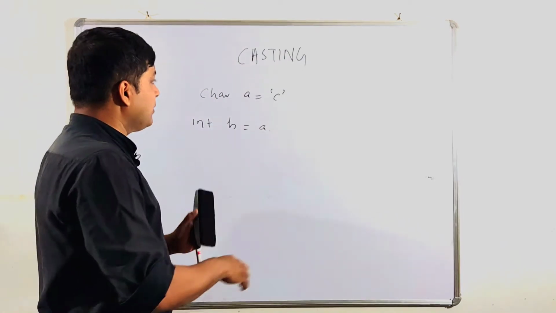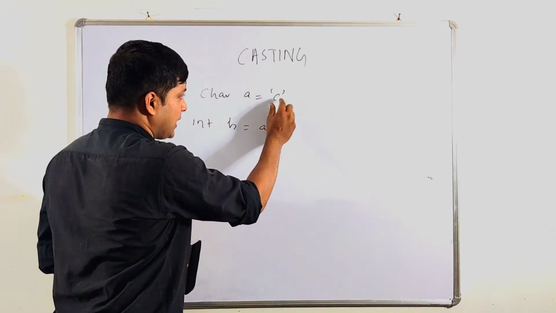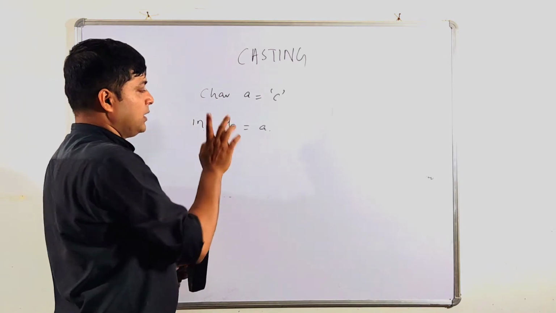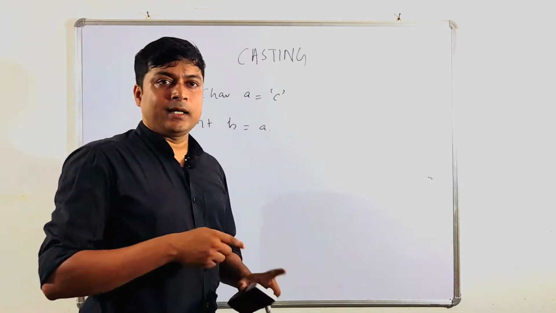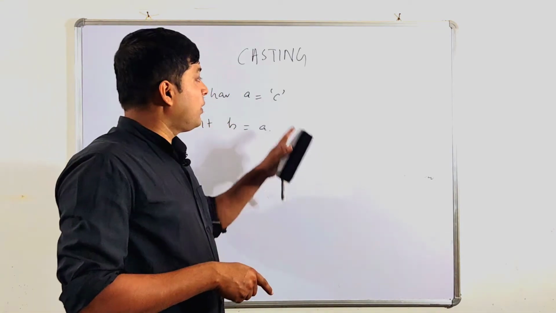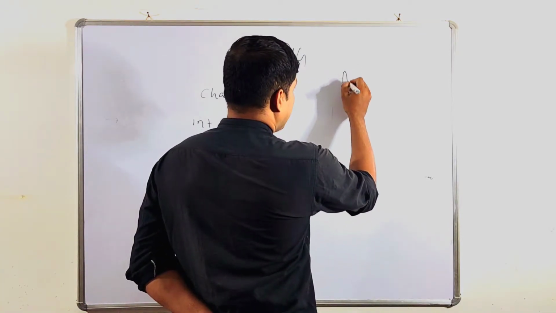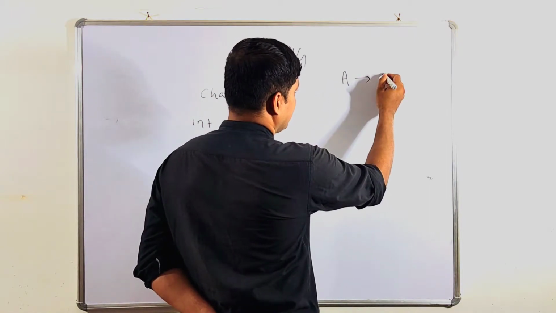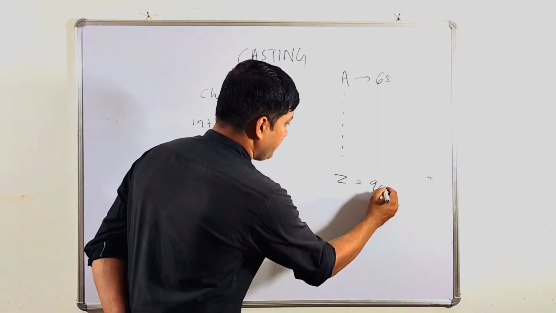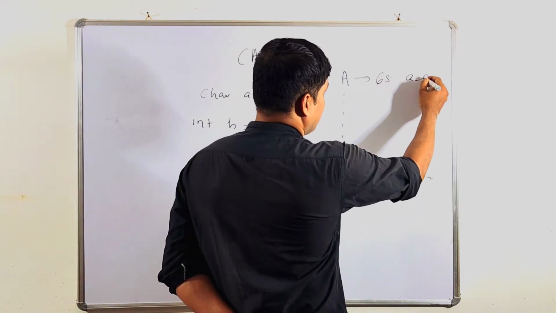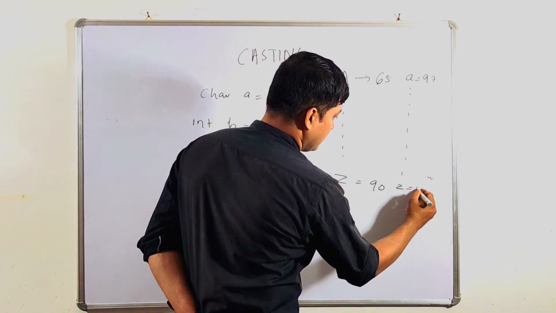Clear? So whenever we store a in b, what is the value of a, equal to 'c'? This is a character value; how will we store it in an integer value? Whenever a character value is stored in an integer, it will not be stored in character format, it will be stored in integer format. So what is the value of c in integer format? You have to remember this: capital A equals 65, and like this way you calculate capital Z equals 90, small a equals 97, small z equals 122.